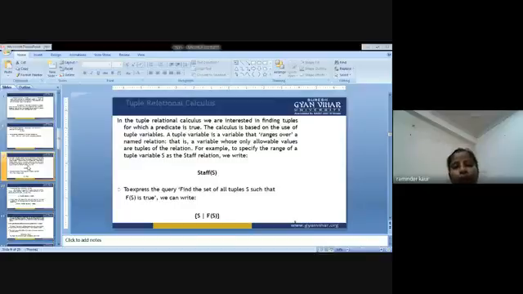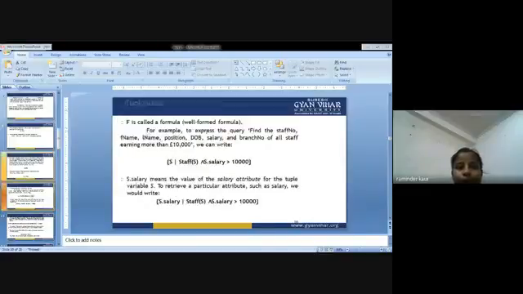For example, to specify the range of a tuple variable as the staff relation, we write staff with the help of S, that is the name of the relation. Now to express the query, find the set of all tuples S such that f of S is true, we can write it as this one. So you can have a look at the same. Now here we are supposed to process the queries. F is called a formula or well-formed formula.